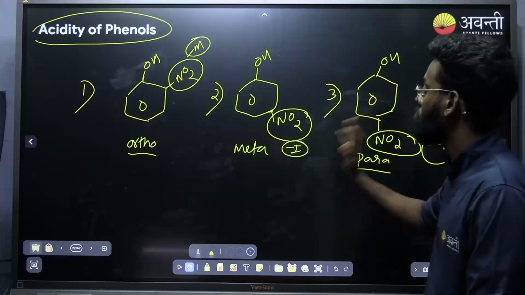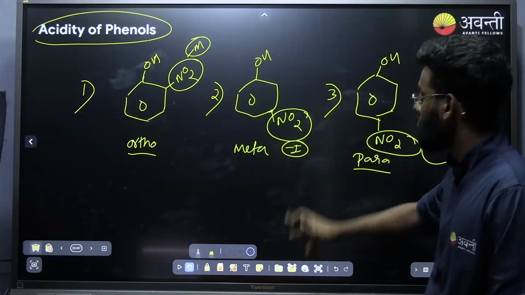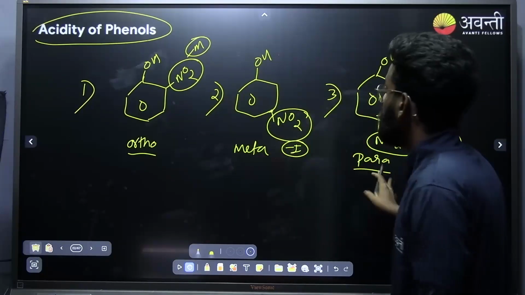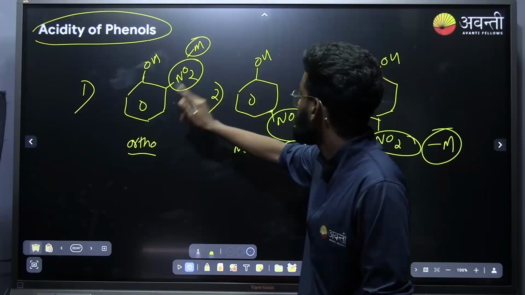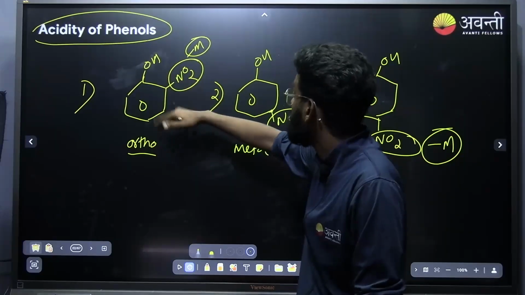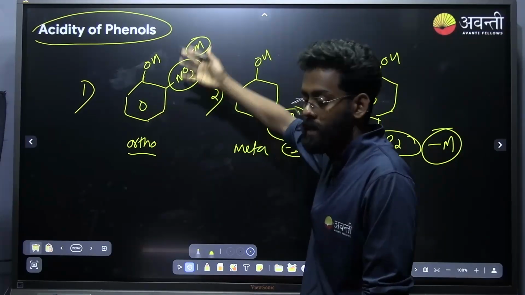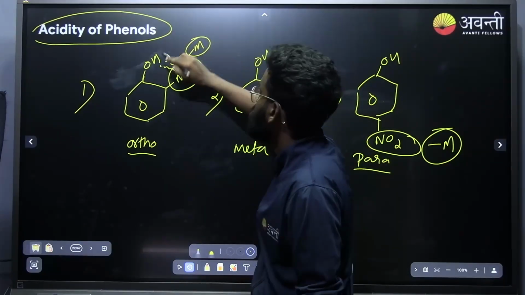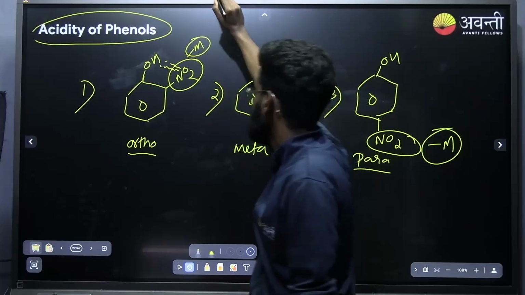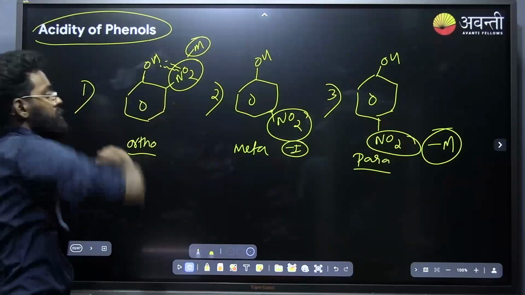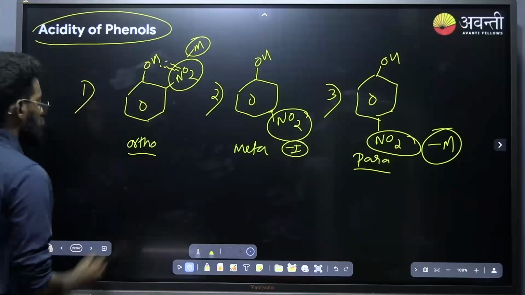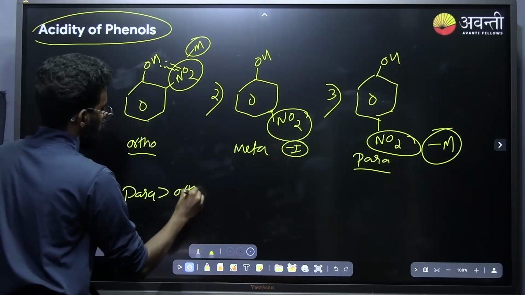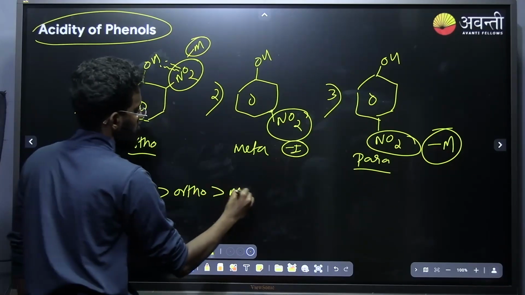So among these, ortho and para will have higher acidity compared to the meta one. Now when we compare ortho and para, in the case of ortho the NO2 group is very near, so we would expect it to have the highest acidity, but not. Because of the hydrogen bonding, this hydrogen won't be released easily, which results in lesser acidity compared to the para. So the order is para is greater, then ortho, then comes our meta.